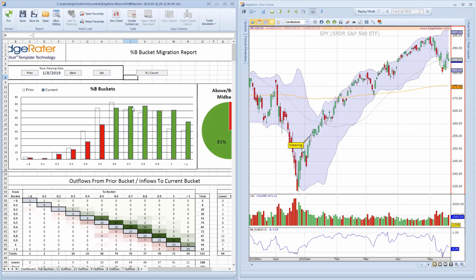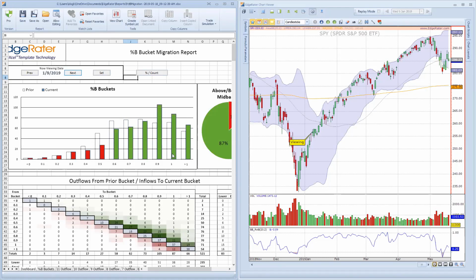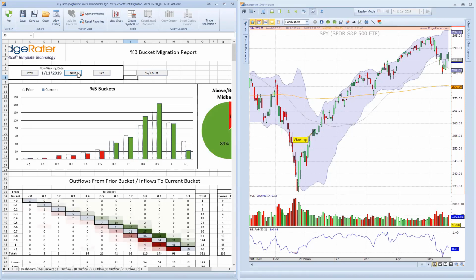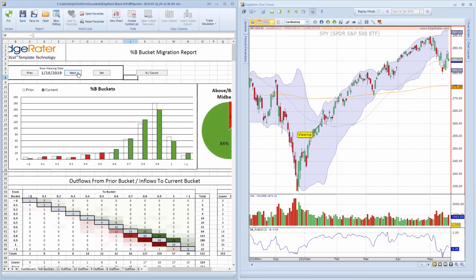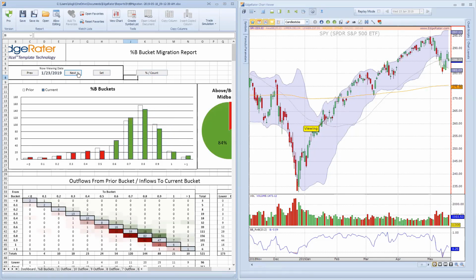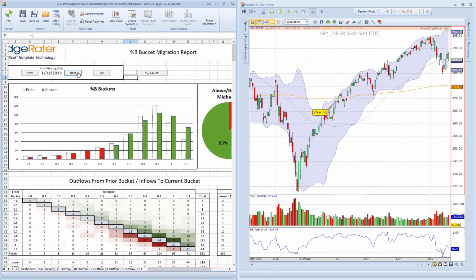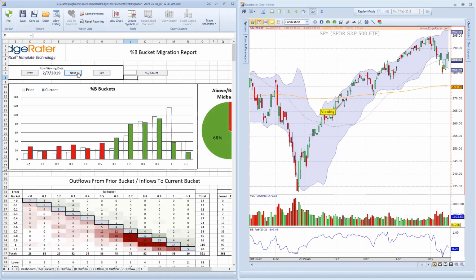All right, now we've got an interesting situation up here. We have 81% of stocks above the upper Bollinger Band, a pretty flat profile in the above 50%. So how do things progress from a situation like that? Well, now things just start pushing into the upper areas of the Bollinger Bands and the upper buckets. And you can just go through day by day and see how that all played out.